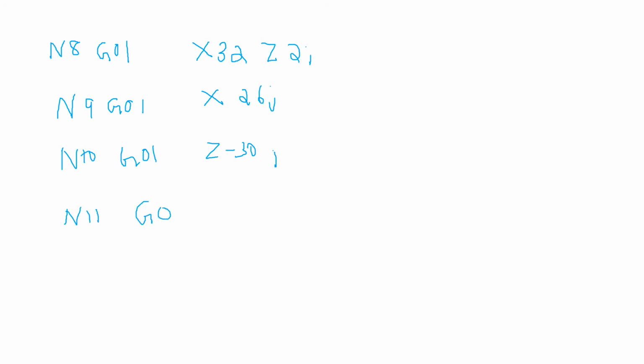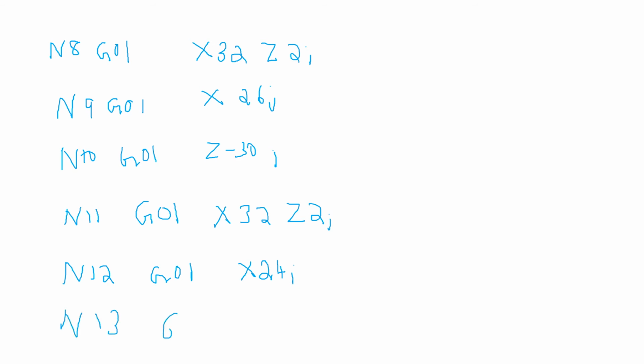N11 G01 X32 Z2. Okay, then again N12 G01, now it was 26, right? You will make it 24, and the code repeats, N13 G01 Z minus 30. You go, you erase there, again you will come back with the same code, and N14 will be the same code, then 22, then 20.